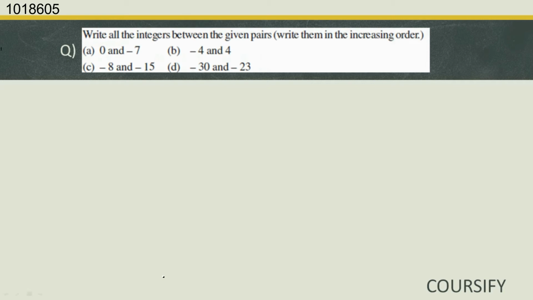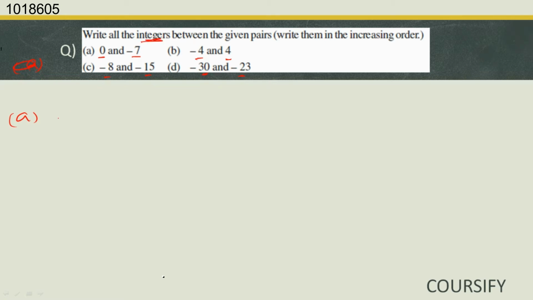We have to write all the integers between the given pairs, in increasing order. There are four pairs of numbers: 0 and -7, -4 and 4, -8 and -15, and -30 and -23. They're asking us to write all the integers that come between these two numbers.